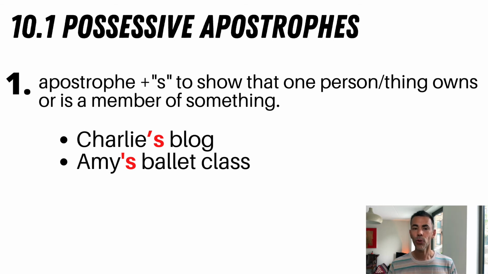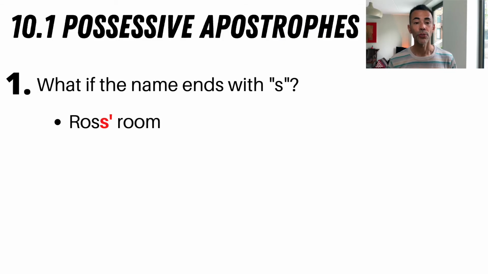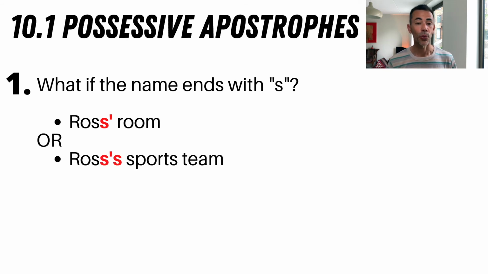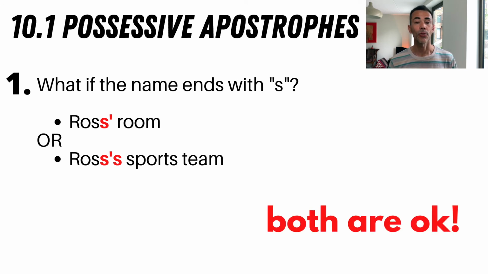Okay, what if the name already ends in S? In this case, it's still correct to add another S to create the possessive form, but it's also acceptable to add only an apostrophe. Let's look at an example to make this clear. Ross's room. You can either just add the apostrophe at the end of Ross, or Ross's sports team, in which case you would add an apostrophe S after the name Ross.